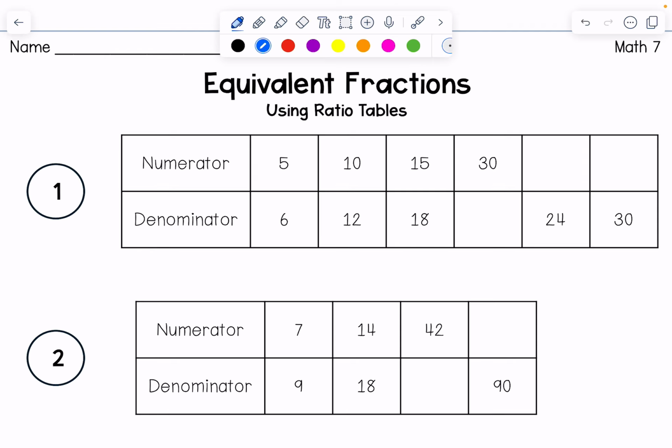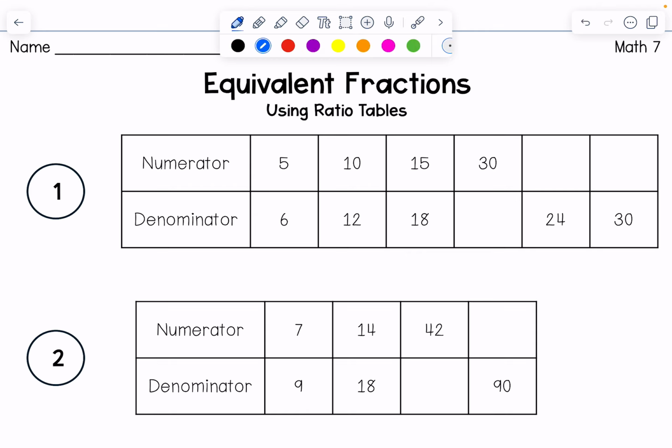When I say a ratio table, it's kind of like I've just taken the fractions but put them into table form. I have my numerator on top, my denominator on the bottom, so then we can look at the fraction here with a numerator of 5 and a denominator of 6. This would be the fraction 5/6, which is equivalent to 10/12, which is equivalent to 15/18. And then we're going to be solving for a couple of missing parts of these fractions as well.